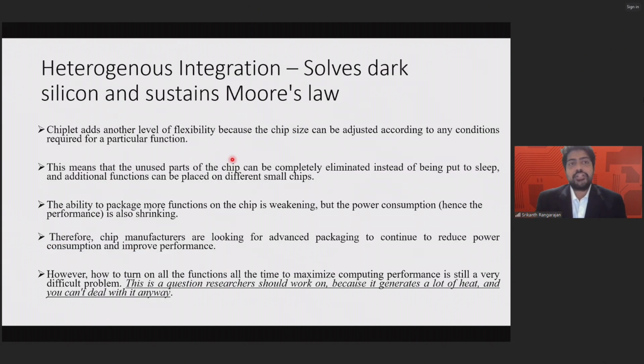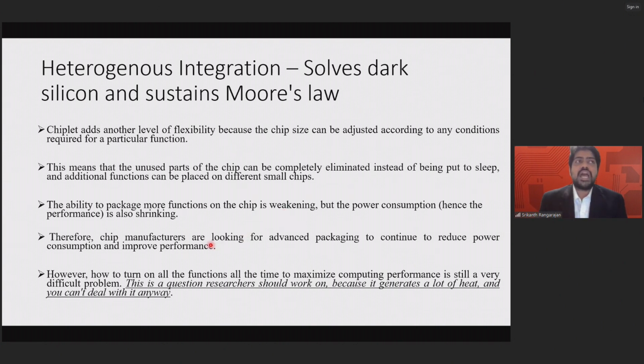And heterogeneous integration is a promising technique that people have followed to resolve this dark silicon issue and sustain Moore's law. The chiplets add another level of flexibility, because the chip size can be adjusted according to any condition required for a particular function, which means that the unused part of the silicon can be made into a separate chip, and that can be used for that functionality alone. And the ability to package more function on the chip is weakening, but the power consumption is also shrinking, which means the performance is also shrinking. So chip manufacturers are now looking for advanced packaging to continue to reduce the power consumption and improve performance.